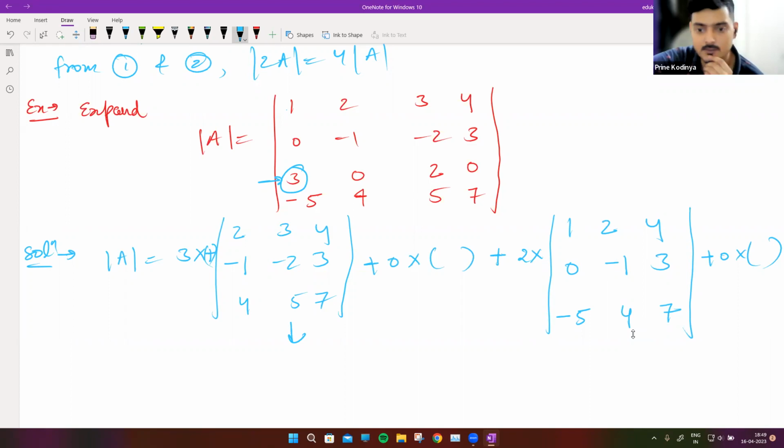Did someone solve the first determinant? 2, 3, 4, -1, -2, 3, 4, 5, 7. Please tell me the answer.